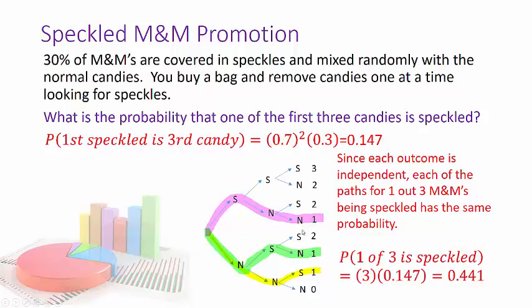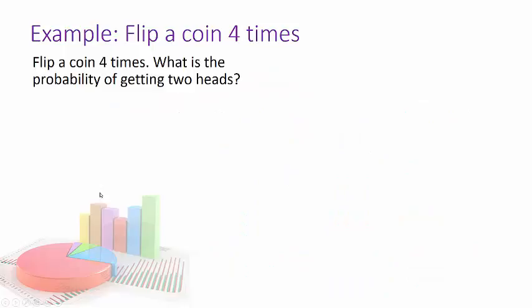So what I can do is take the number of paths and multiply it by the probability for that path. So 3 times 0.147, the actual probability of getting one speckled candy out of 3 is 0.441, or 441 thousandths, sorry. So let's take a look at flipping a coin 4 times. What is the probability of getting 2 heads there? Do you think it's as simple as just going 4 times the probability?